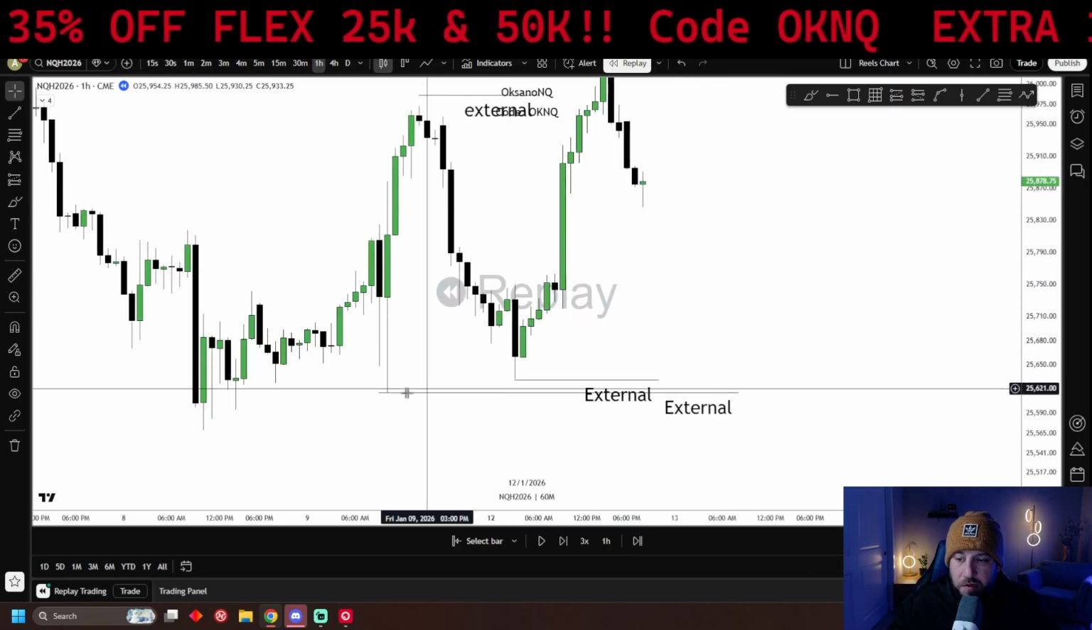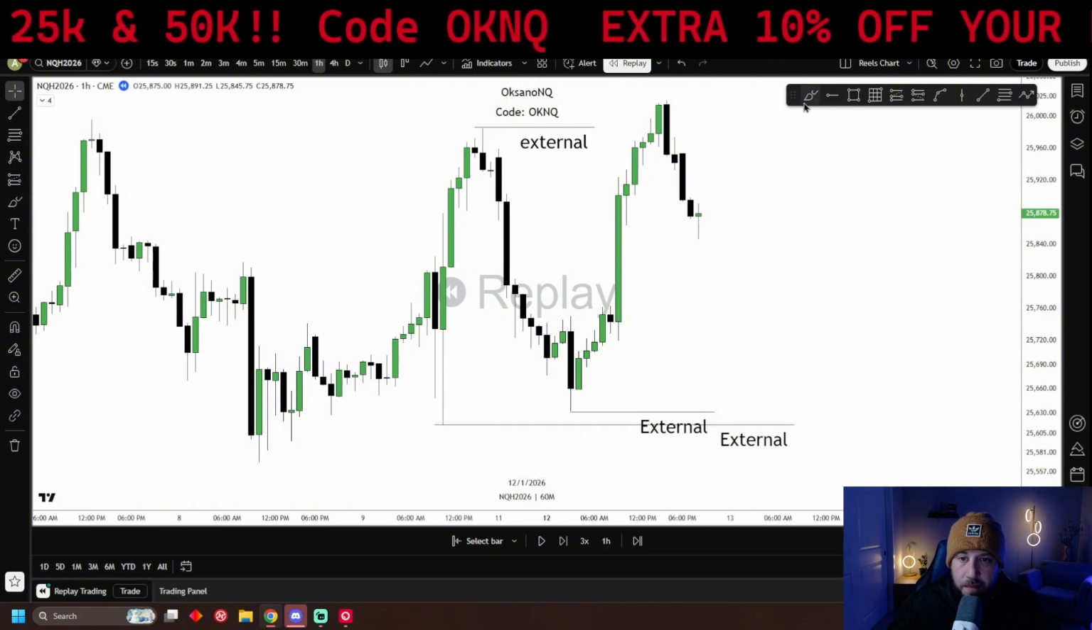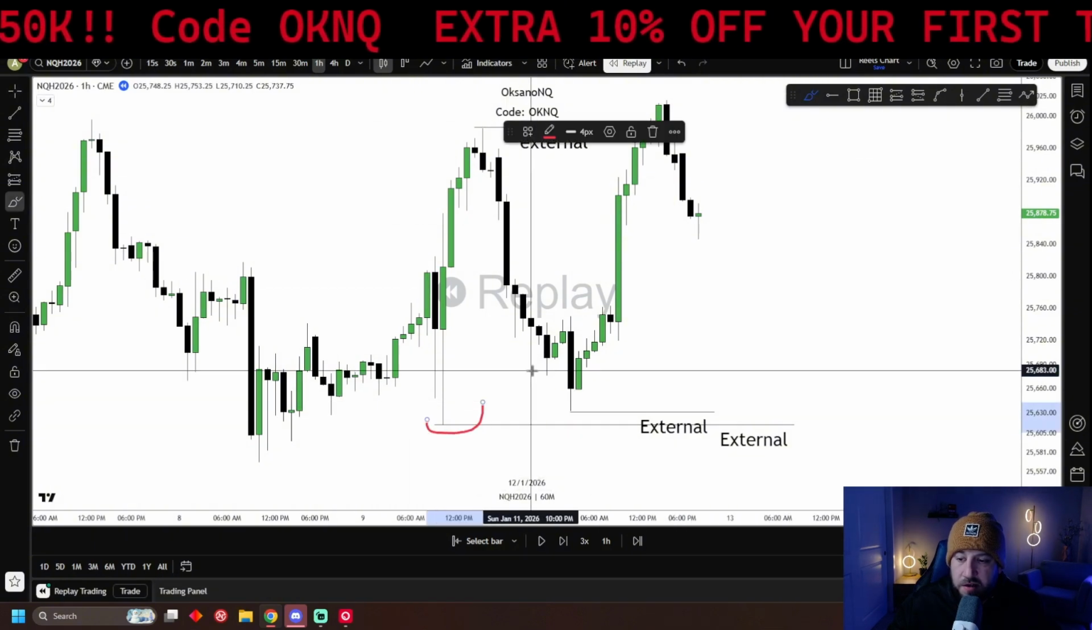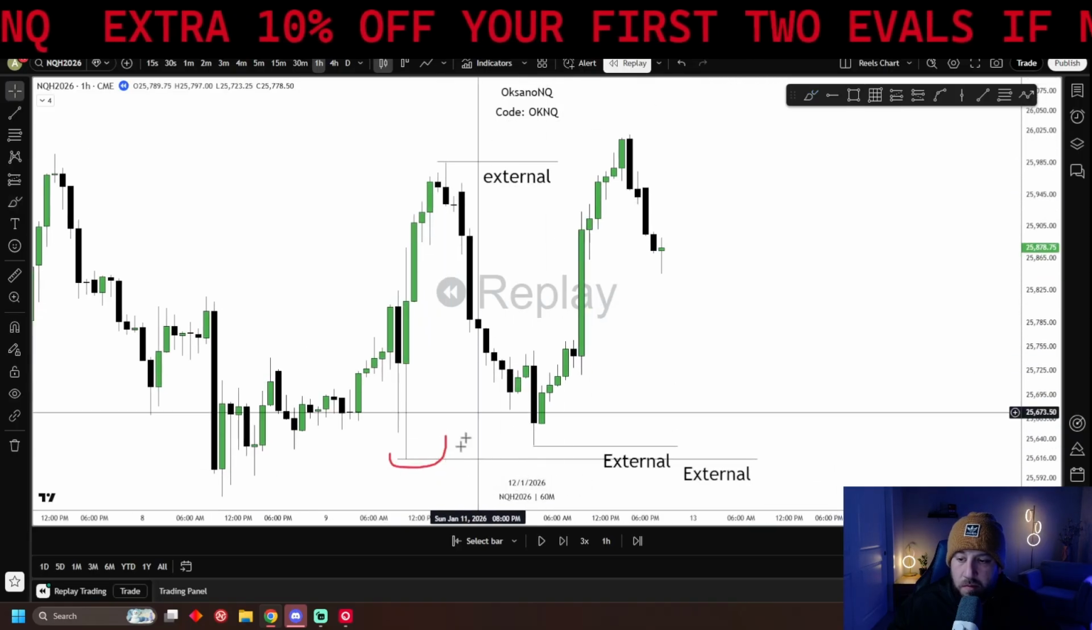So we have both these stacked lows right here, right? But we didn't sweep this external before we went up to sweep this one, right? Well, how'd that work then?